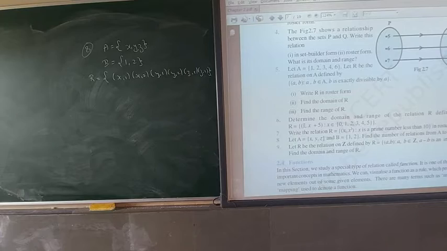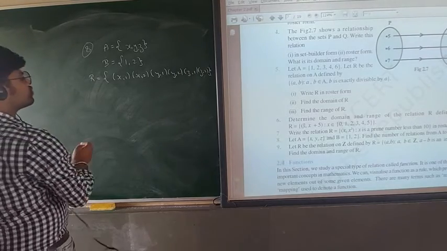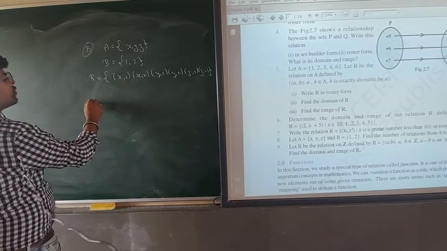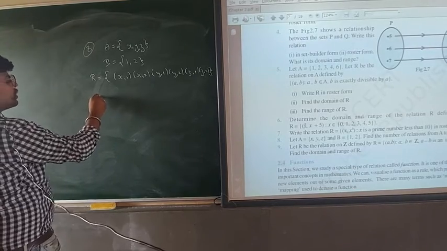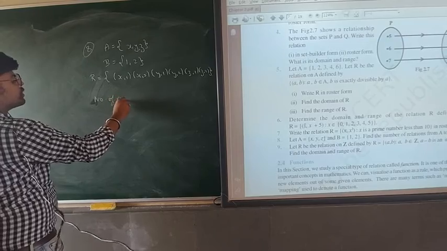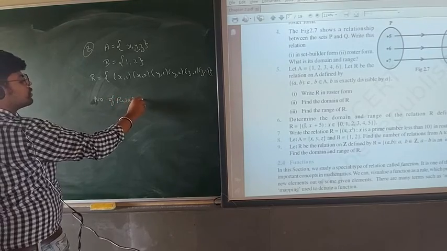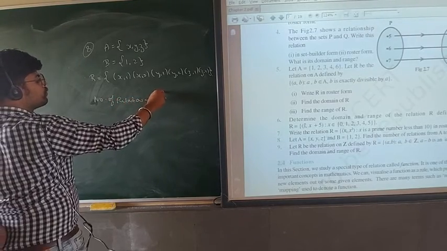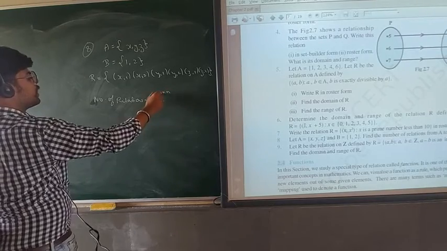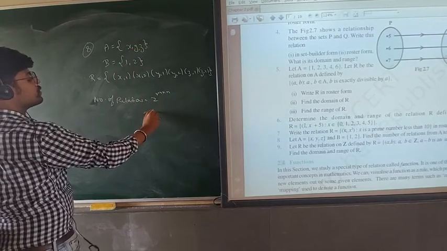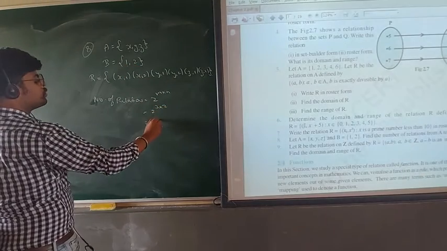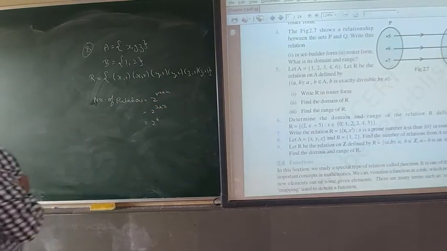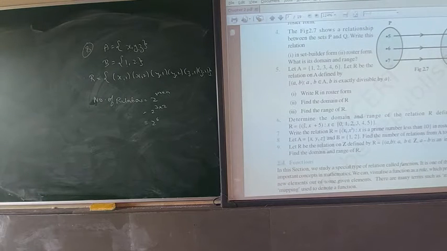And how many relations can we form? A formula is also there, the formula for the number of relations: it will be 2 to the power m times n, where m is the number of elements of A and n is the number of elements of B. So 2 power 6, you can form this many relations.